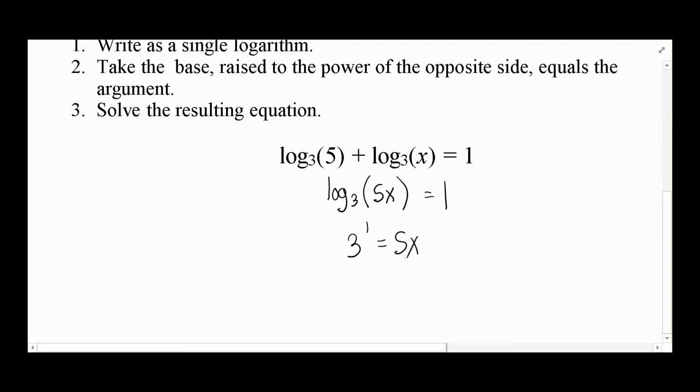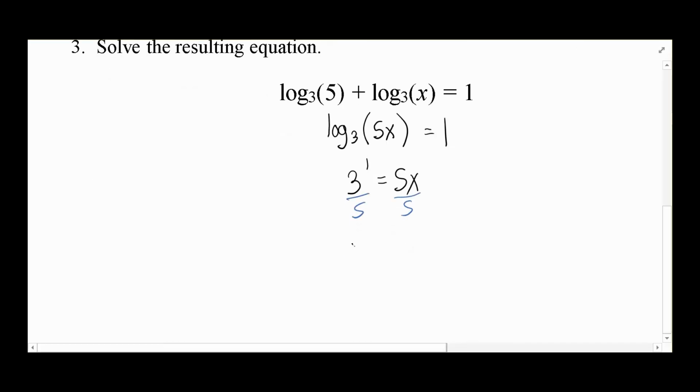And now our last step says, solve the resulting equation. So to solve this resulting equation, to get the x by itself, I just divide both sides by 5. And that's going to get me x equals 3/5. At its core, that's all we're going to be doing to solve logarithmic equations. As we go through the next couple examples, though, we're going to see that a few tricky things come up, but for the most part, this is how it's going to boil down. It's going to boil down to make a single log on one side, number on the other, take the base, raise to the power of the opposite side equals the argument, and then just solve whatever's left.